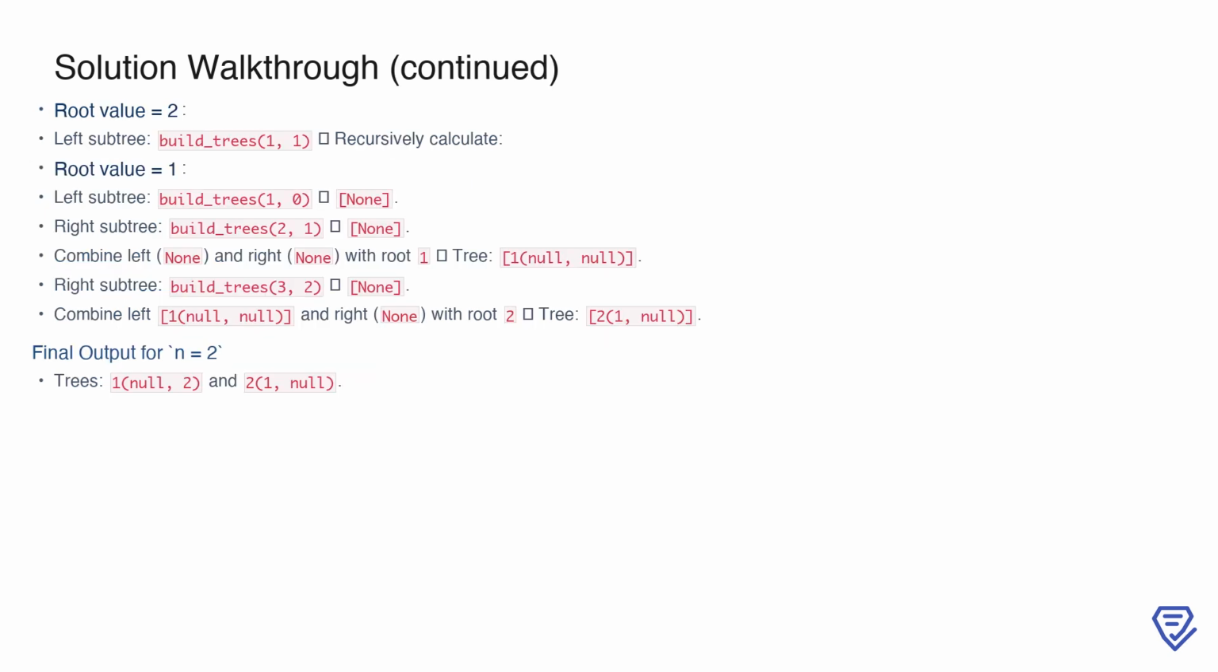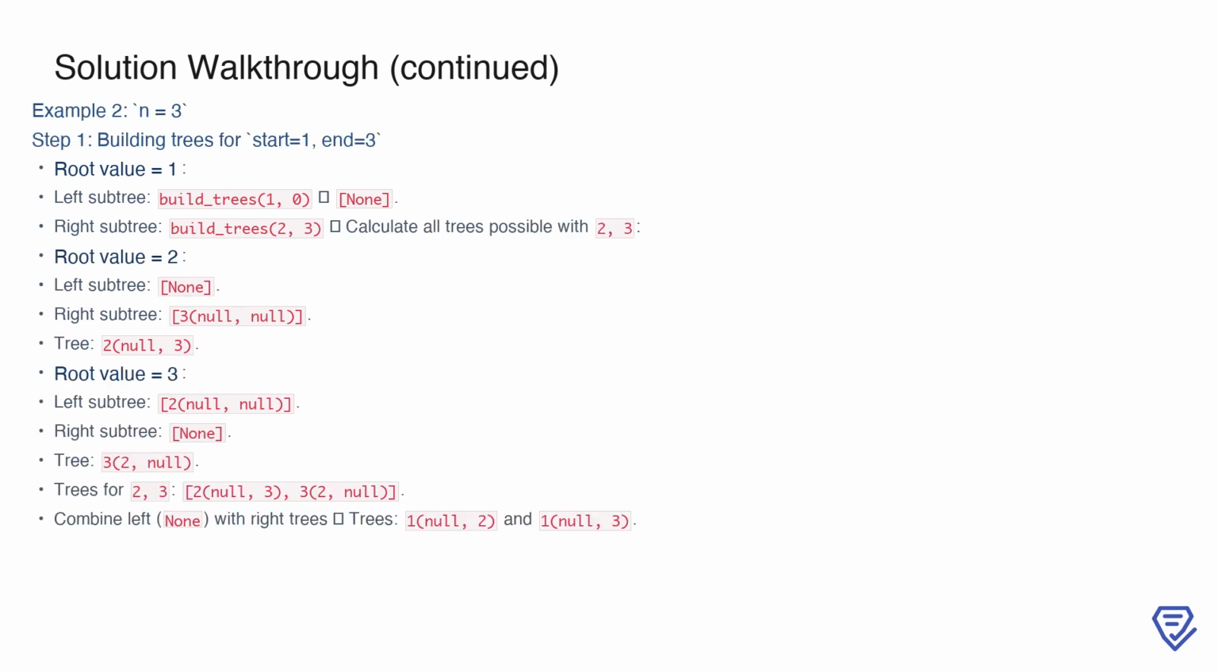Now, if we choose 2 as the root, we calculate the left subtree for the range 1 to 1. Here, 1 is the only possible root, and both its left and right subtrees are empty, resulting in the tree 1 with no children. For the right subtree of 2, there are no valid numbers, so it is represented as None. Combining the left subtree 1 with the root 2 gives us the tree 2 with 1 as its left child. This means that for n equals 2, we have two unique BSTs, one where 1 is the root and 2 is its right child, and the other where 2 is the root and 1 is its left child.